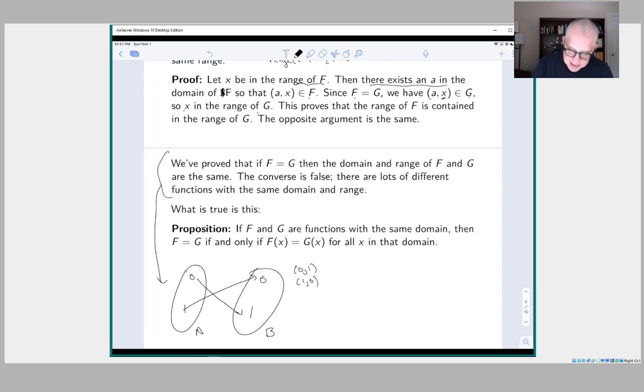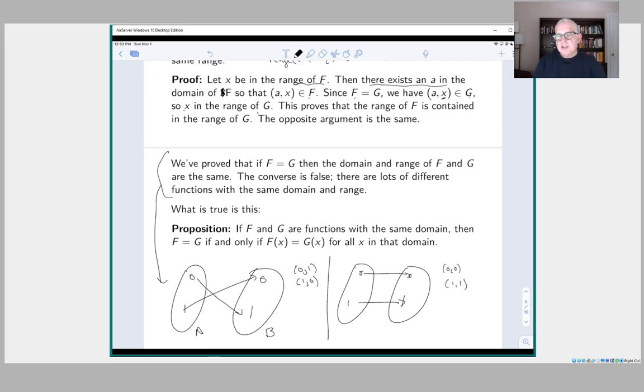So its domain is the set {0, 1}, and its range is also the set {0, 1}, because both 1 and 0 occur in the right-hand side. Now let's take another function like this, and our function consists of the pairs (0, 0) and (1, 1). Also a perfectly good function. It also has domain {0, 1} and range {0, 1}. But as you can see, the functions are not equal, because the two sets of ordered pairs are completely different.